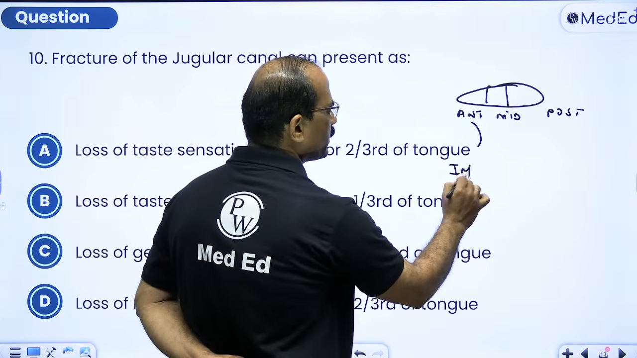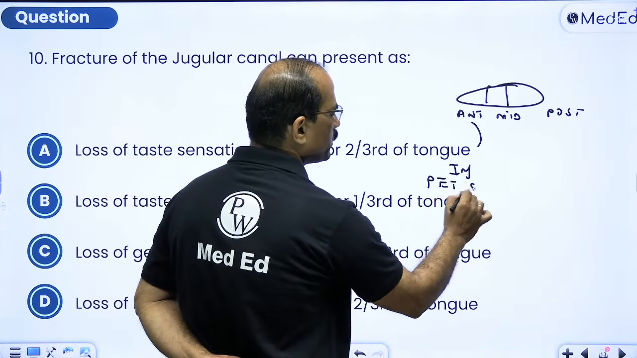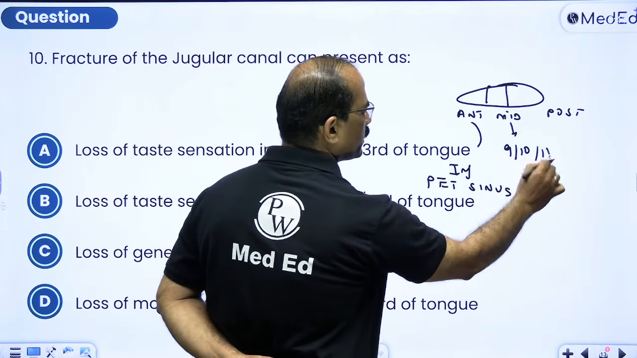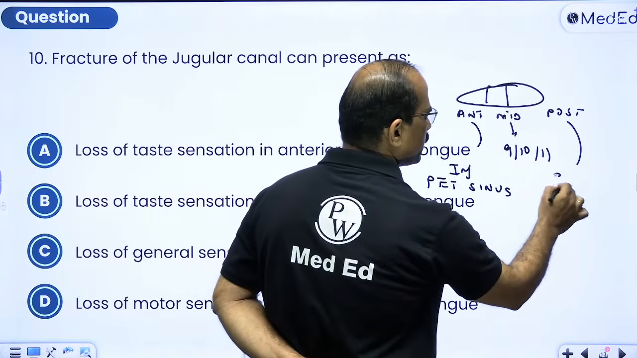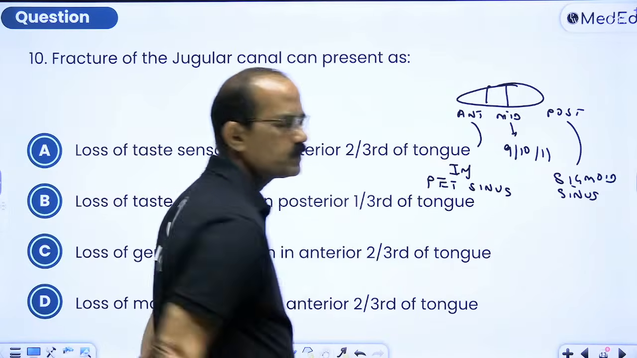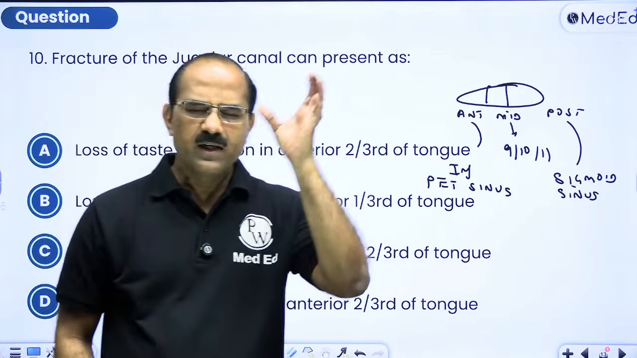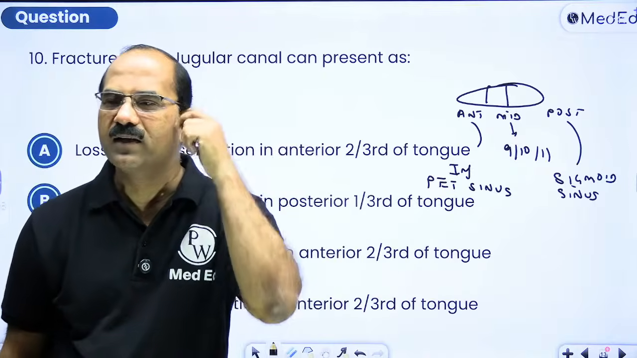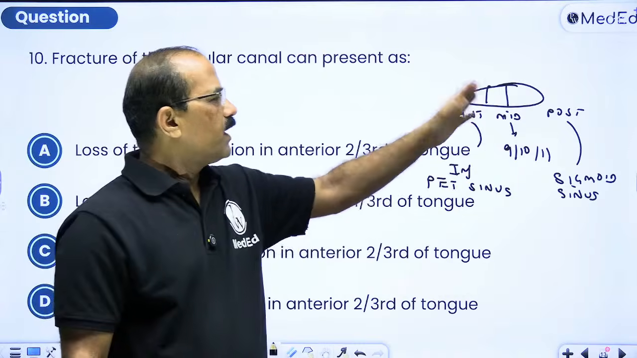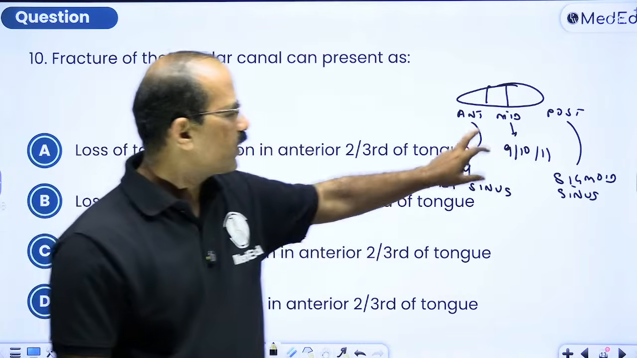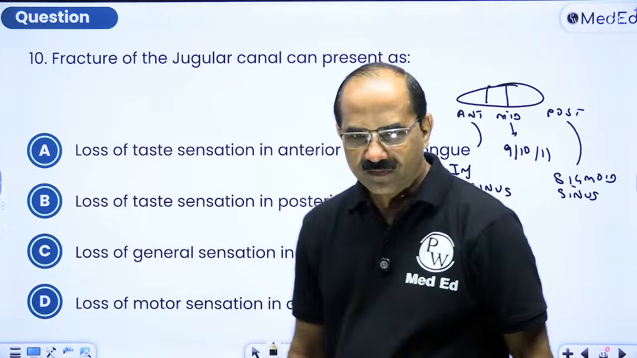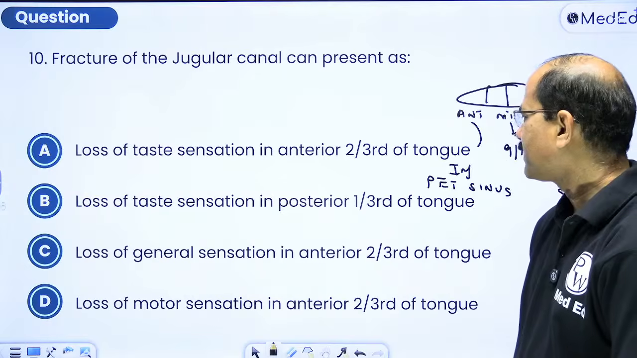एंटीरियर कंपार्टमेंट से जाती है इंफीरियर पेट्रोसल साइनस. मिडिल से जाती है 9th, 10th एंड 11th cranial nerves एंड पोस्टीरियर से जाती है sigmoid sinus. So ये है glossopharyngeal, ये है वेगस, ये है accessory nerve. So आंसर क्या होगा?